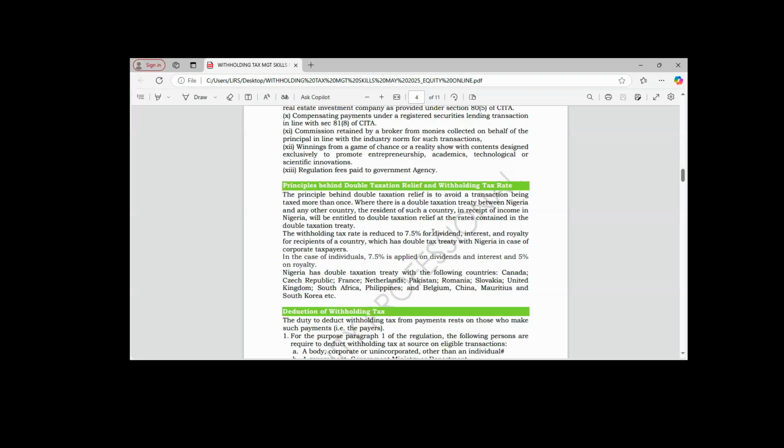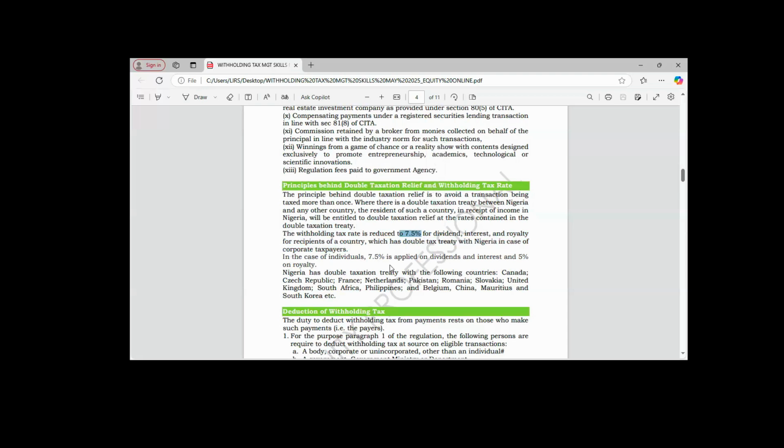Initially, we know that the withholding tax on dividend, interest, and royalty for a non-resident is 20% for dividend, while the interest is 10%. So if a non-resident now invests in Nigeria, and that non-resident is a company, the withholding tax will be reduced to 7.5% instead of charging them that 20%. That is introduced in order to encourage investment from foreigners.